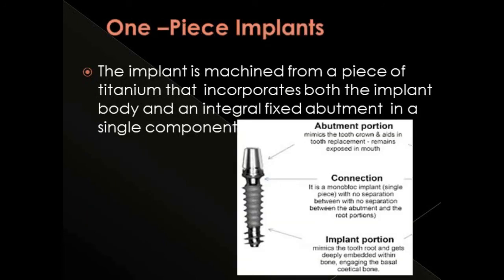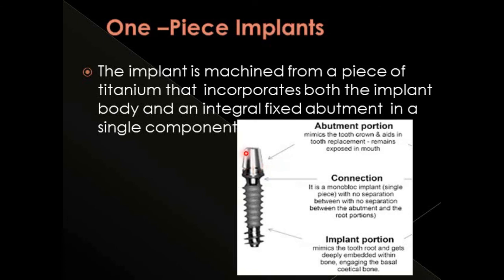Now next one is one piece implant. So here the implant is machined from a piece of titanium that incorporates both the implant body and an integral fixed abutment in a single component. The earlier two ones were also one piece implant, but the difference here is all other features are similar to our traditional implant. Even the placement is also similar to traditional implant, but the difference is that this is just one piece implant. As you can see in the picture, it consists of an abutment portion that mimics the tooth crown and aids in tooth replacement.